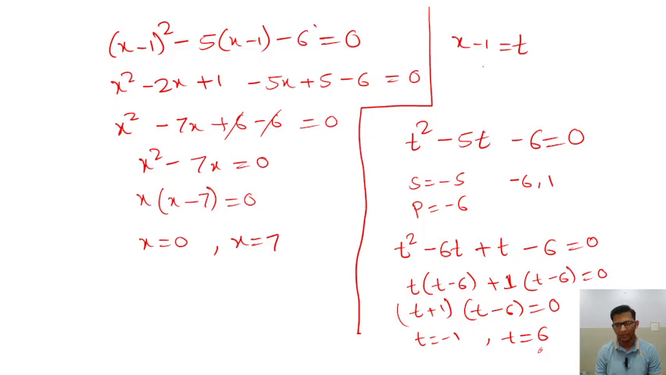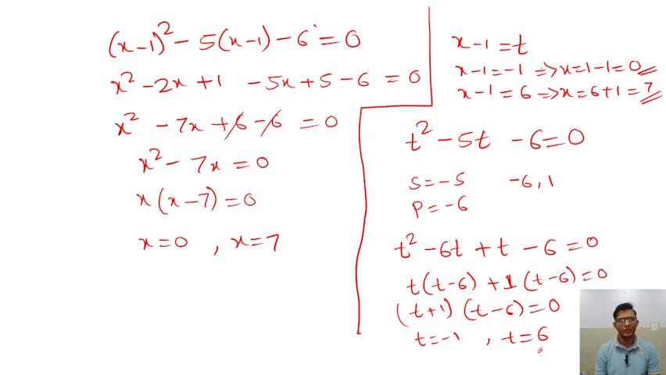Now replace this in the first equation. So x minus 1 becomes minus 1, x is 1 minus 1, that is 0. 0 is one root, or x minus 1 equal to 6, such that x equal to 6 plus 1, that is 7. This is another root. So these are the two different methods to approach this question. Okay. Now let's take the last example of this type.